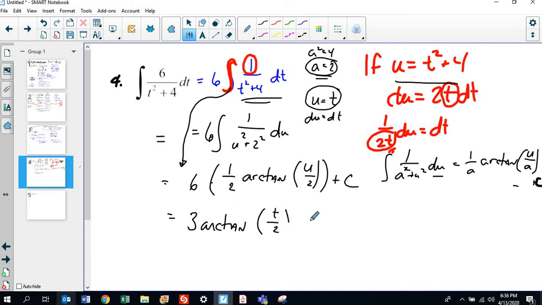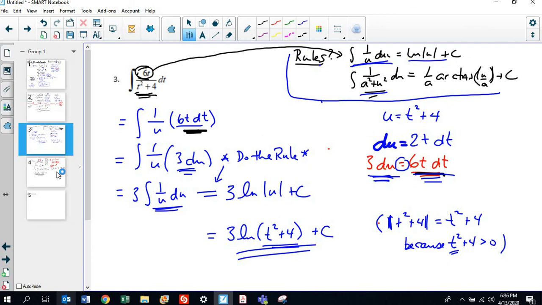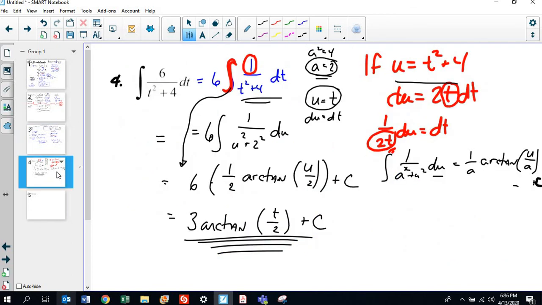Simplify, 6 times a half is 3, and then plug back in t for u. So 3 arctangent of t over 2 plus c. Now again, that looks so close to this integral. It takes practice, guys. I'm just flying through this because I know what I'm doing, because I've done so many of these problems, but you have to make that commitment. You have to practice, practice, practice these problems. Absolutely got to practice them.